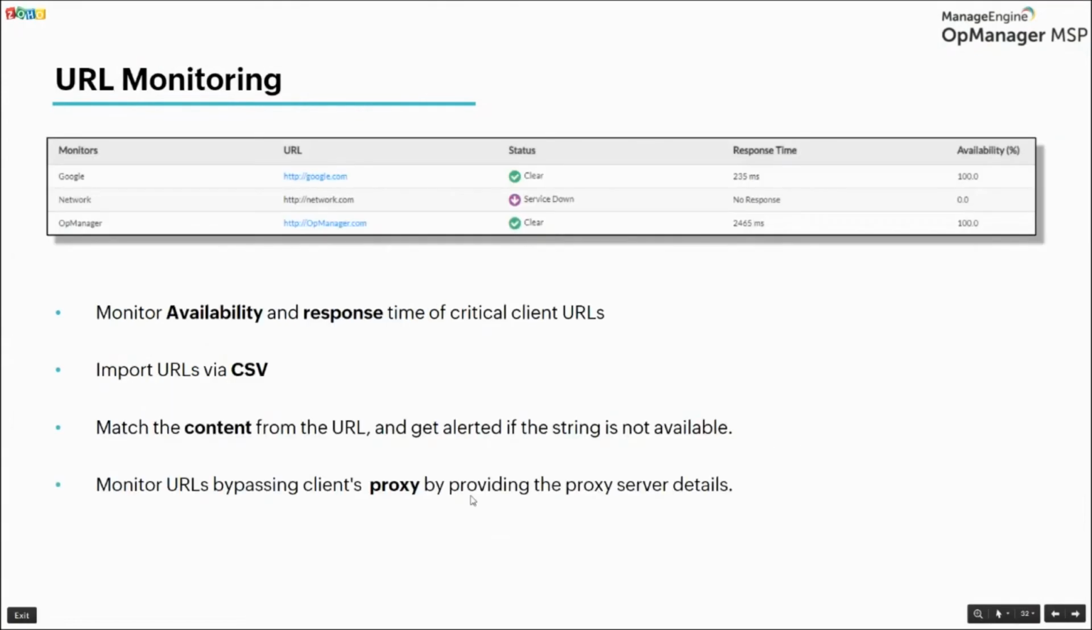And the next important topic which we are going to see is URL monitoring. OpManager MSP allows you to monitor the availability and response time of critical client URLs, where you can import your URLs in bulk using a CSV file. You can have a match content for the URLs and get alerted if it's not available. And also you can monitor the URLs by bypassing the client proxy by providing the proxy details as well.